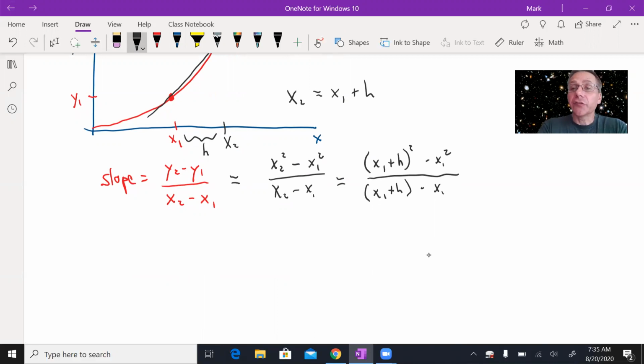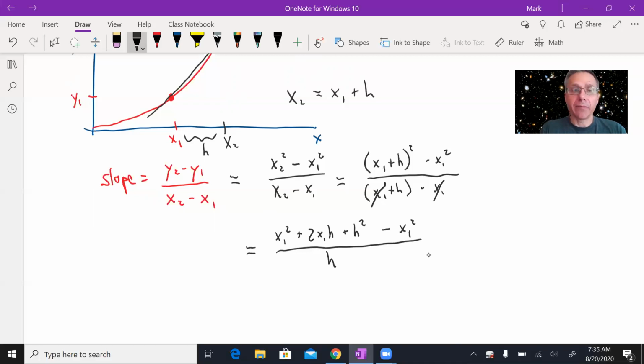Okay, now let's just do algebra. Let's simplify our numerator and denominator. So on top, we have to expand that. We have to square that quantity. x1 squared, 2x1h, and an h squared. Okay, that's the quantity squared. Then we have an x1 squared that we have to subtract. And in our denominator, the x1's just cancel out, and so we just have h in our denominator.